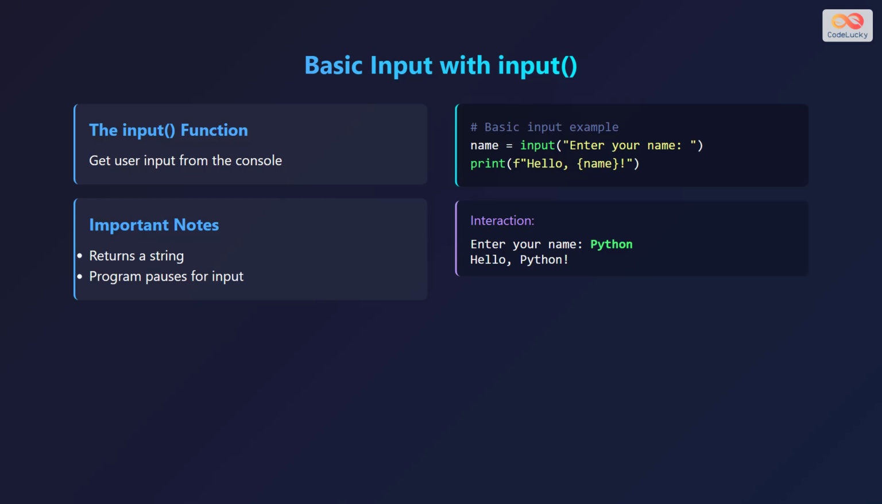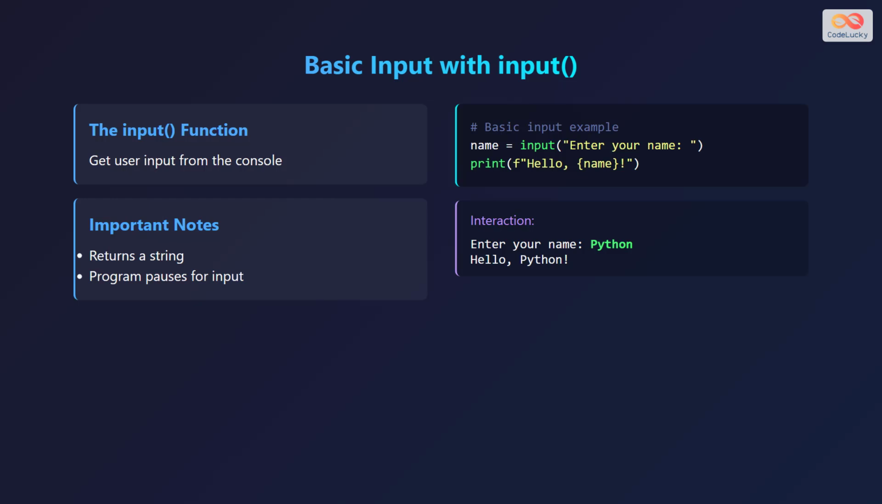The input function is used to get information from the user via the console. When called, it pauses the program and waits for the user to type in a value and press enter. The input function is important because it allows for interactive programs where users can provide data while the program is running. It is important to note that the input function returns a string.